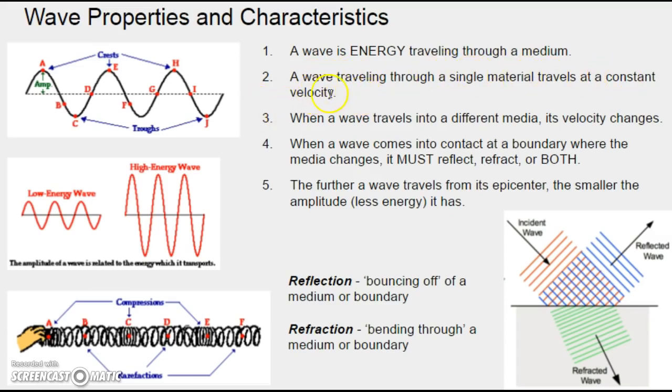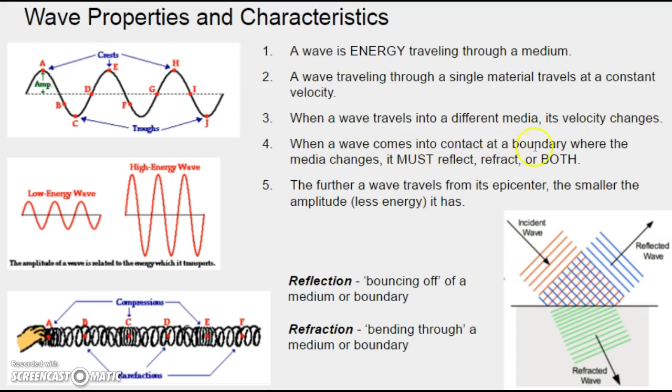So a wave traveling through, say, continental crust, presuming that the continental crust is the same material, is going to travel at a relatively constant velocity. But as soon as it travels through a different media, say oceanic crust, something's going to happen. The wave velocity is going to change. And we can say that here. When a wave travels into a different media, its velocity changes.